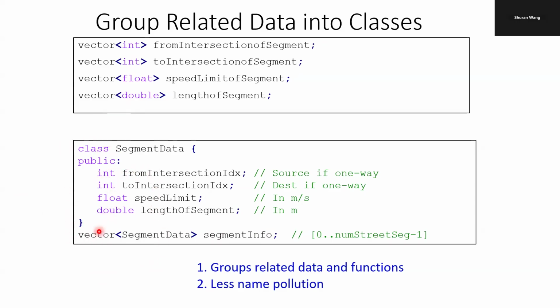And in this case, because we only have 1 single global variable, it's not polluting the name space for global variables, so that more names can be reused. And if you want to access any of those, you can just access inside segment data using the dot convention.